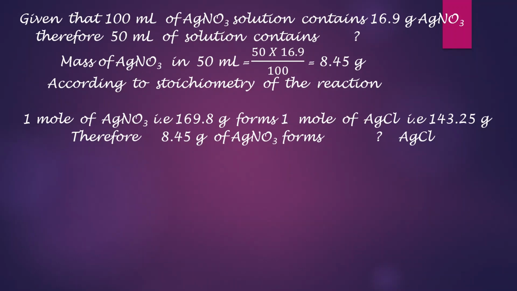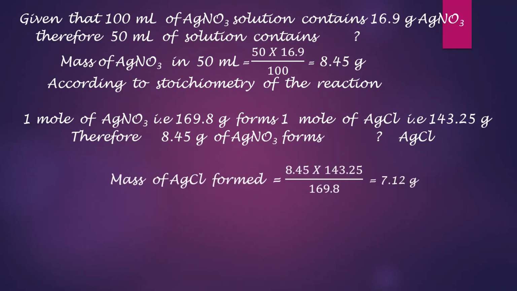But according to stoichiometry of the equation, you know that 1 mole of AgNO3, that is 169.8 gram of AgNO3, forms 1 mole of AgCl, that is 143.25 gram. Therefore 8.45 gram of AgNO3 forms how much gram of AgCl? So mass of AgCl formed equal to 8.45 into 143.25 divided by 169.8 gram. So this is equal to 7.12 gram. So the correct option is third option, that is C.